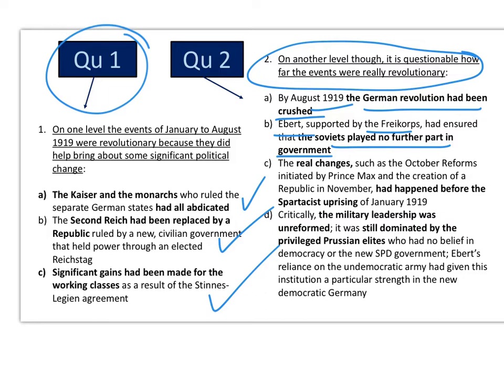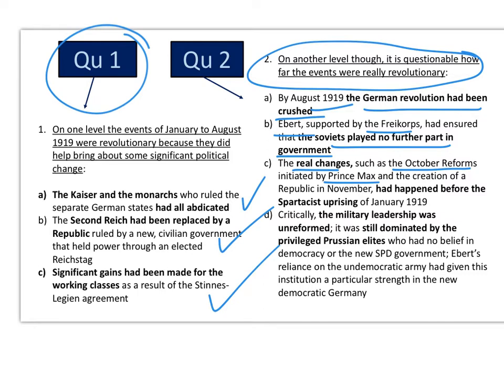Okay, the real changes, such as, remember the October reforms? Prince Max had worked it out with the Kaiser in October 1918. As I said, we will have a much fairer voting system. We'll get rid of the 3-tier voting system.